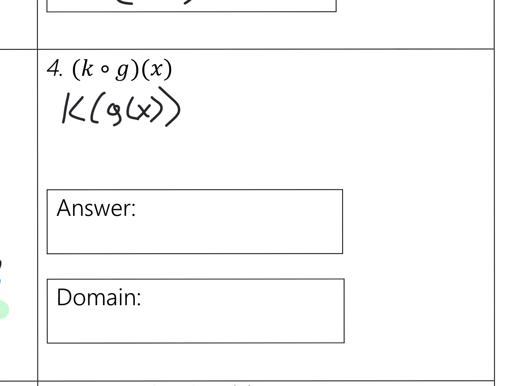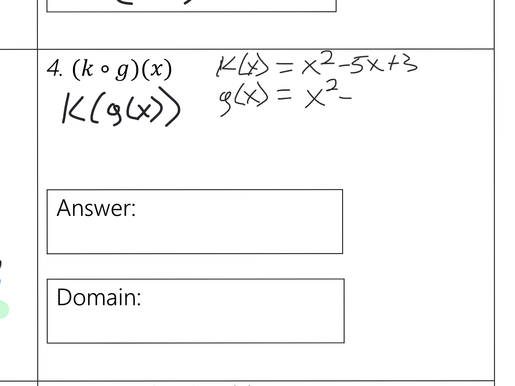Okay? So just as a reminder so you can see it, k of x is equal to x squared minus 5x plus 3. Okay? And then g of x is equal to x squared minus 4. Okay?